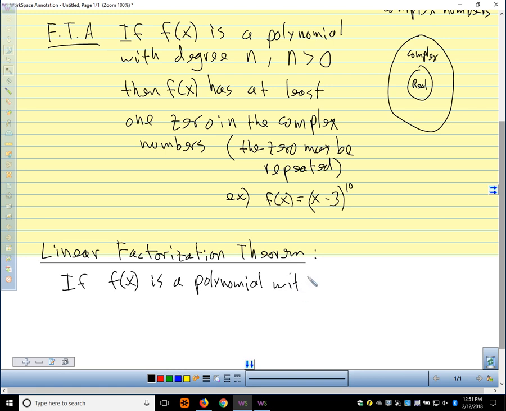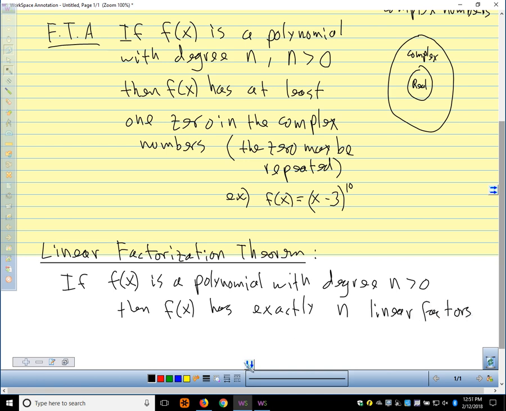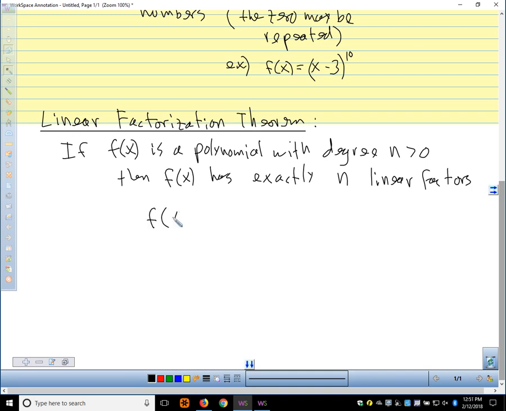with degree n greater than 0, then our function has exactly n linear factors. So what we're saying is f of x we can write as a sub n times x minus c1, x minus c2, dot dot dot, times x minus cn. We can have a leading coefficient, a sub n. And this means we have n parentheses.